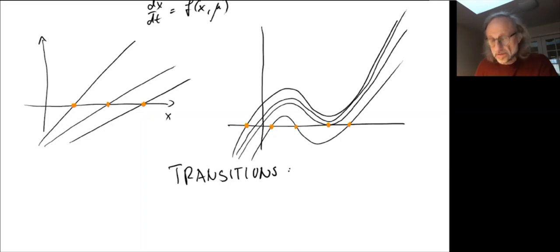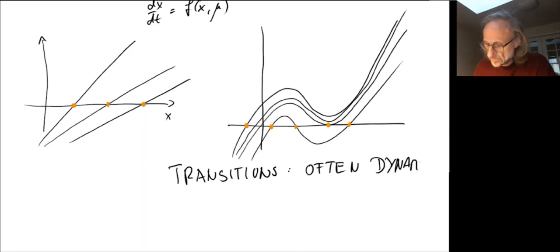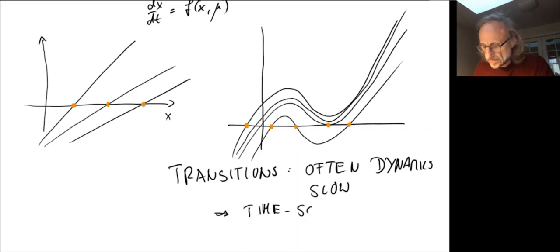It's not always the case, but often the dynamics become slow. And this means that you have multiple timescales. You have a timescale separation, and that allows you to simplify systems substantially.